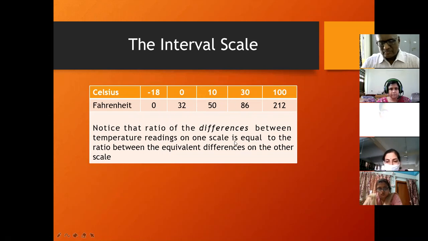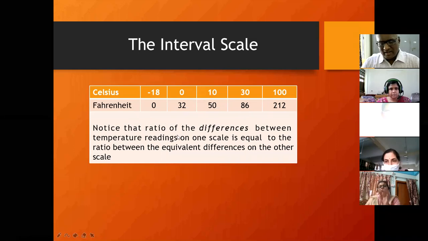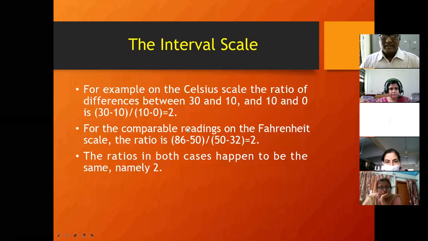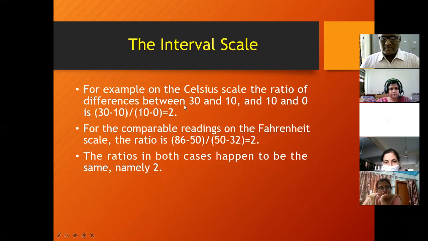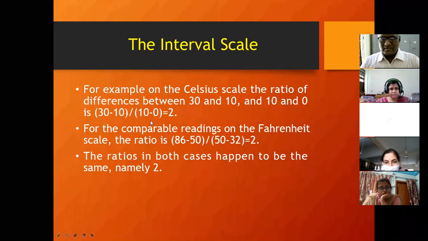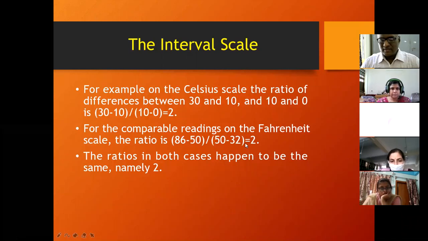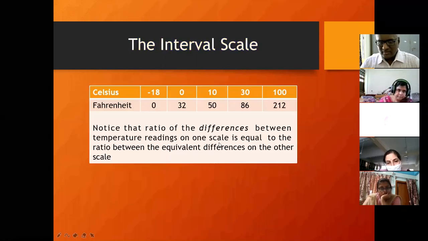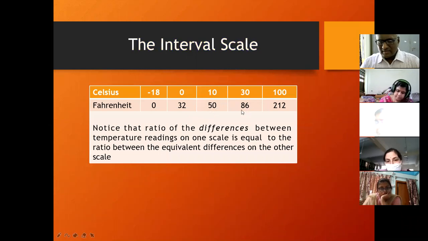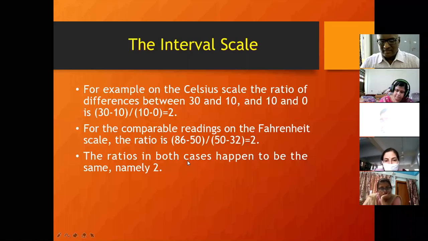If you calculate this ratio for Celsius and Fahrenheit, on the Celsius scale the ratio of the difference between 30 and 10 and 10 and 0 is 30 minus 10 divided by 10 minus 0, which is equal to 2. For the comparable reading on the Fahrenheit scale, 86 minus 50 divided by 50 minus 32 is equal to 2. The ratio is the same. You take the ratio, 10 minus 0, 30 minus 10, and the ratio is the same. Means the ratio between the differences on both scales is the same.